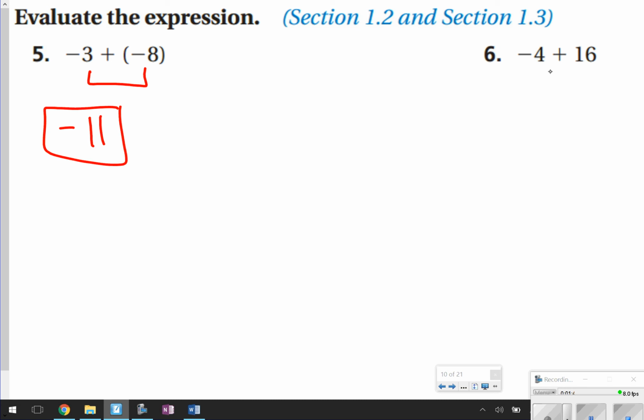Number 6, I have different signs, so I'm going to subtract them. When you subtract 16 and 4, you get 12. And I'm keeping the sign of the larger value, which is that +16. There are more positives than there are negatives.